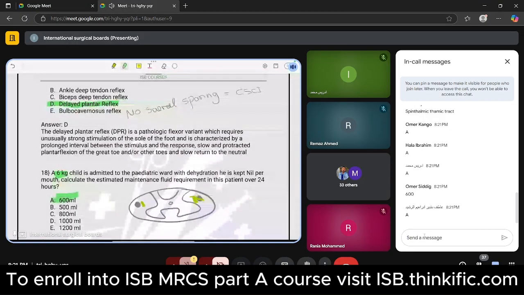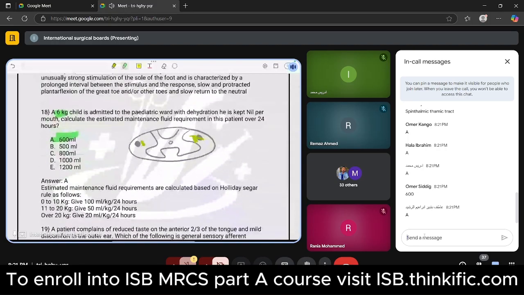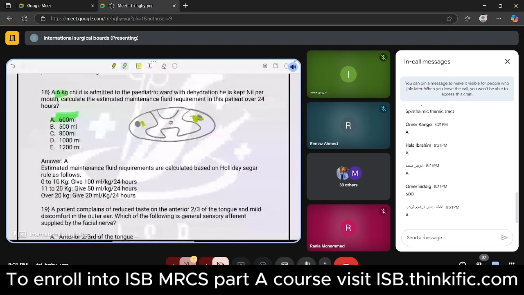Yeah, so it's a simple calculation. For every first kg, you will give 100 ml. So suppose someone weighs 10 kg, you will give them a liter, in 24 hours, of course. And for every kg after the first 10 kg, you will give half of that amount, that is 50. So suppose someone weighs 20 kg, you will give them 1.5 liters. For every kg above that, you will give them 20 ml per kg.